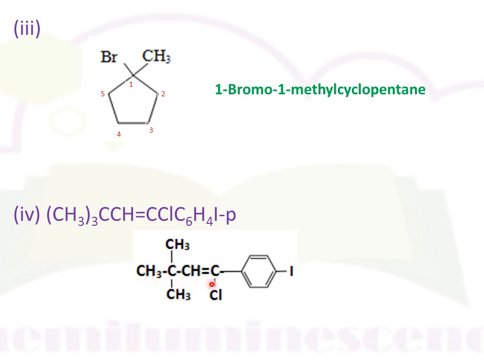Now select the longest continuous chain. Here we are giving priority to the double bond. Hence we are selecting the chain in which the double bond is present. So this one is our main chain, or parent chain.